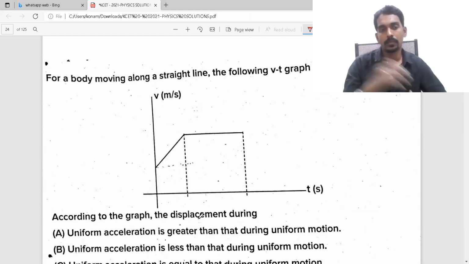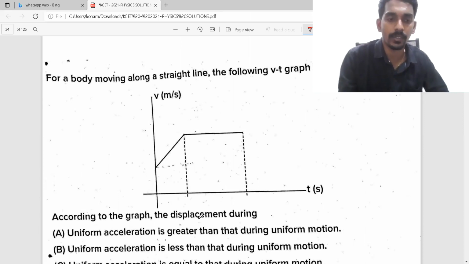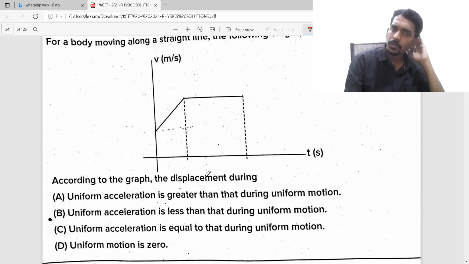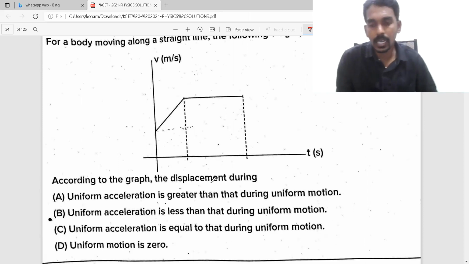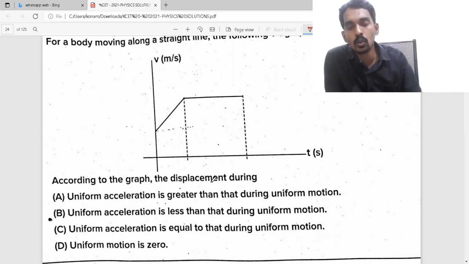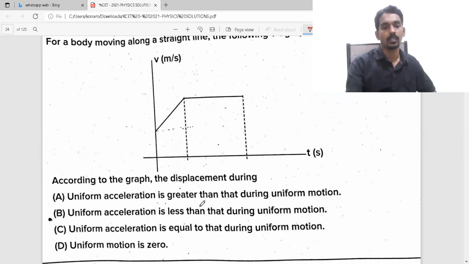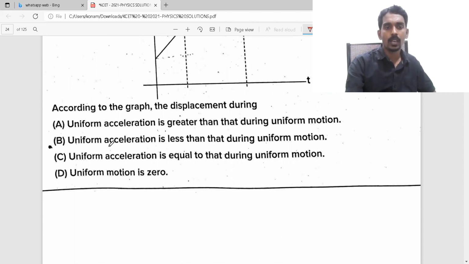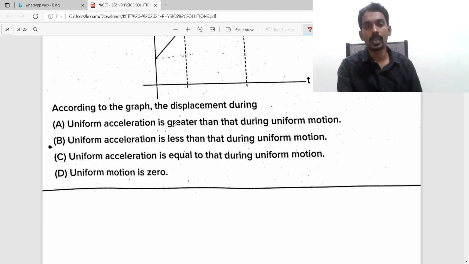Now the questions based on the first PU. Here a graph of velocity versus time is given. If you see a VT graph, you should have the idea. When a graph is given, you need to check whether to find the slope or the area, so that we can get the answer. Here all the options are about the displacement during certain durations, and they are asking which is greater or lesser.